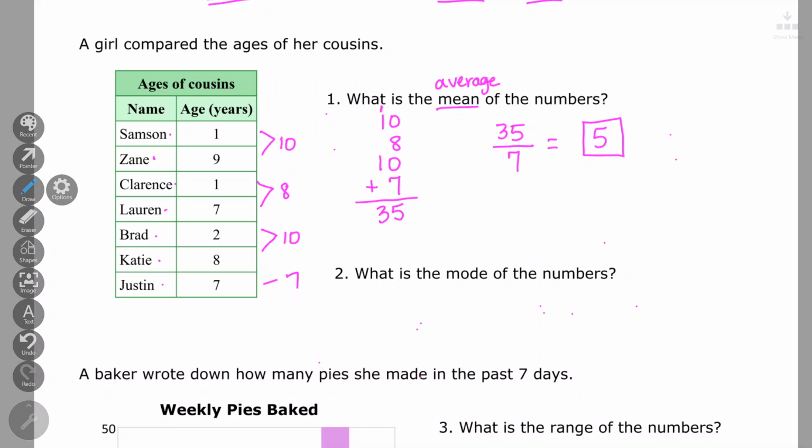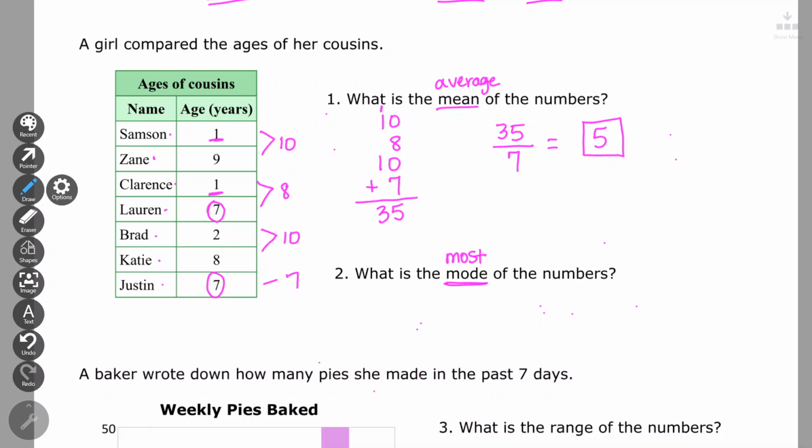All right, number 2, what is the mode of the numbers? Well, what does mode mean? Mode means the number that occurs the most. What number occurs most? So let's look at the ages. We have a 1 and a 1. Okay, we have a 9. Is there another 9? Nope, it's only 1. What about 7? Yes, we have a 7 and a 7. 2 and 8 only occur once.